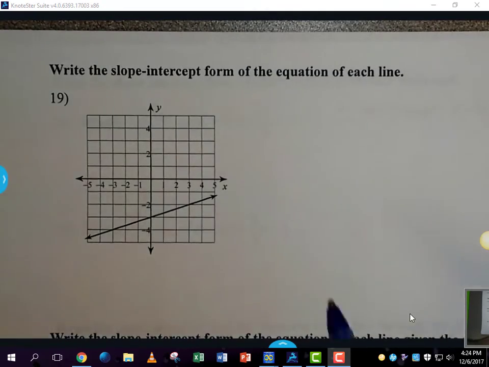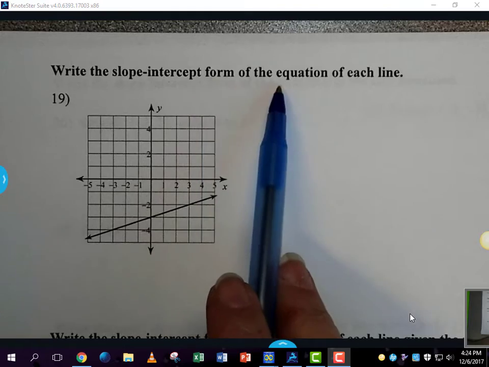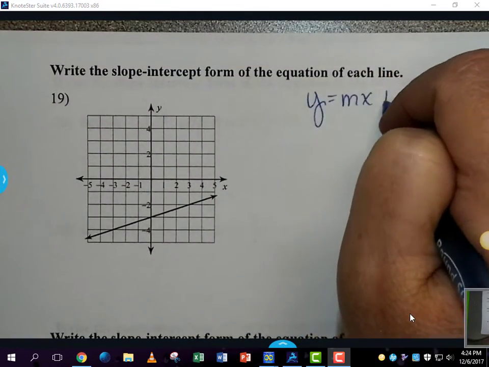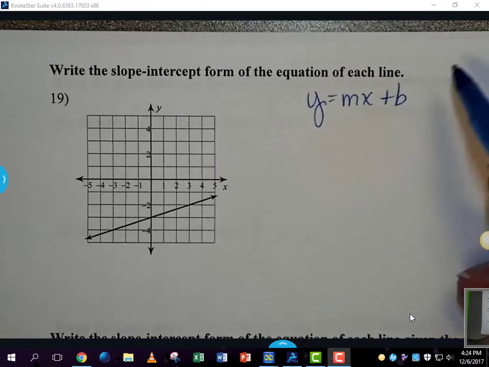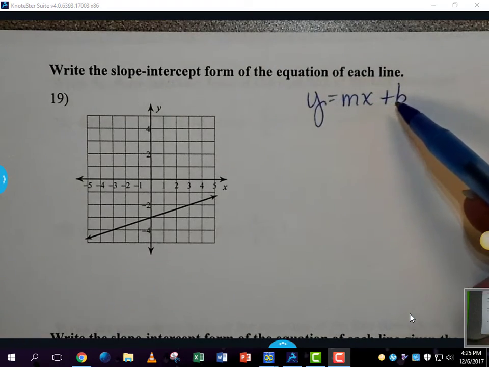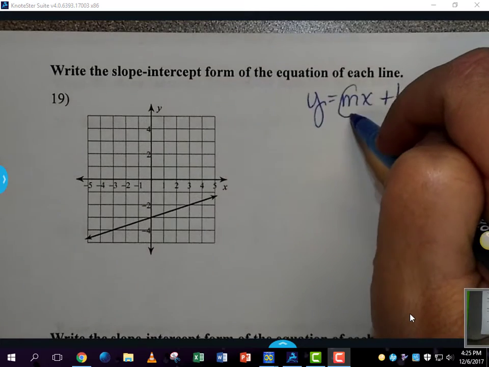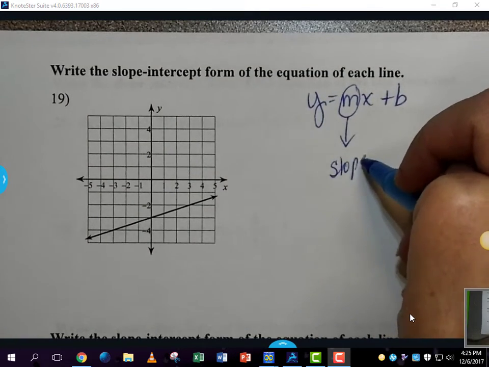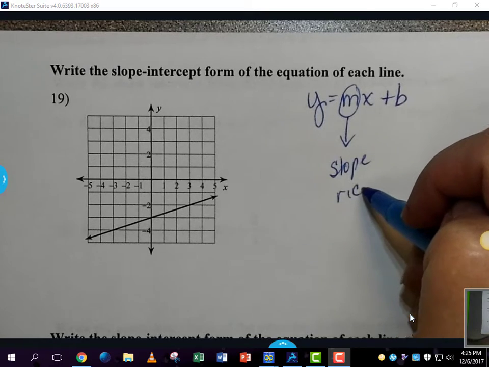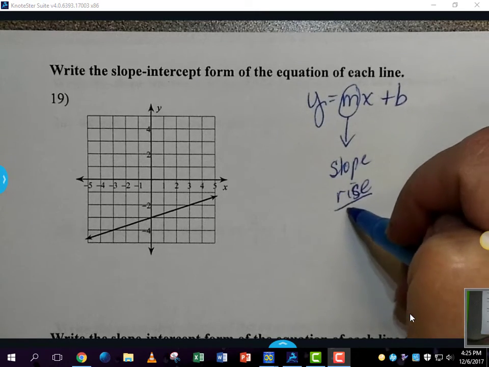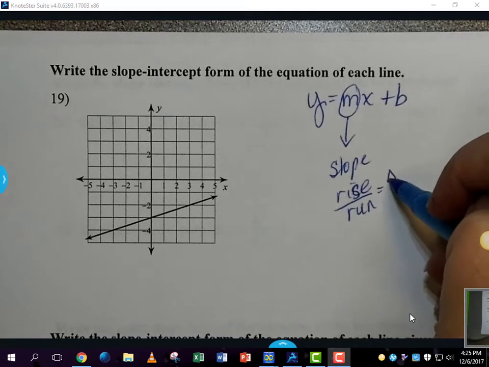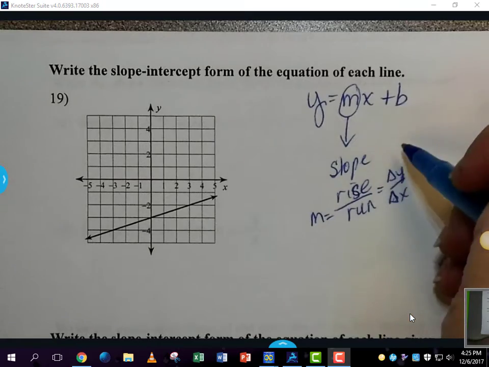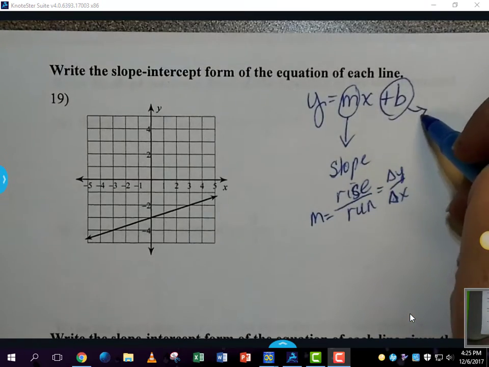Number 19 asks you to write the slope-intercept form of an equation. So that means we need to come up with y equals mx plus b. If you're looking at a graph and you need to come up with y equals mx plus b, you need two things. You need to know the slope, meaning the rise over the run, or the change in y over the change in x. And you need to know b, the y-intercept.